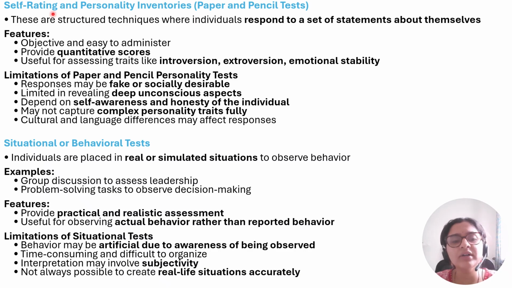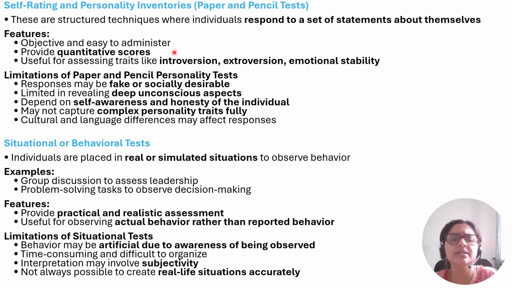Some of the types of techniques include self-rating and personality inventories, that is, paper and pencil tests. They're structured techniques where individuals respond to a set of statements about themselves. So what are its features? They're objective and easy to administer. They provide quantitative scores, that is, scores that can be measured. They're useful for assessing traits like introversion, extroversion, and emotional stability.